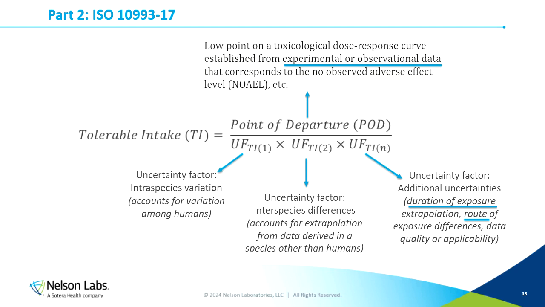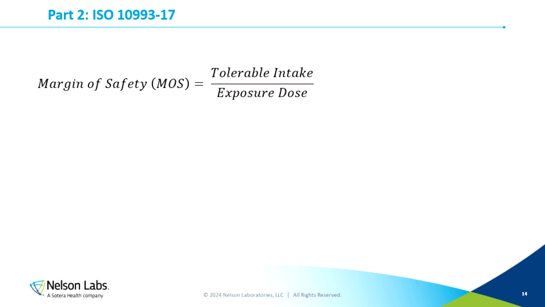For example, if you have a different duration of exposure, for example, a long-term device, something that's used for a lifetime, a higher uncertainty factor might need to be included. Or if there's a different route of exposure, like your device is an implant device, but the animal study was performed with an oral exposure, another uncertainty factor might need to be applied to account for bioavailability. So depending on how your device is used for the length of time and the route, this tolerable intake could be quite a bit different. So that's one factor of this margin of safety.